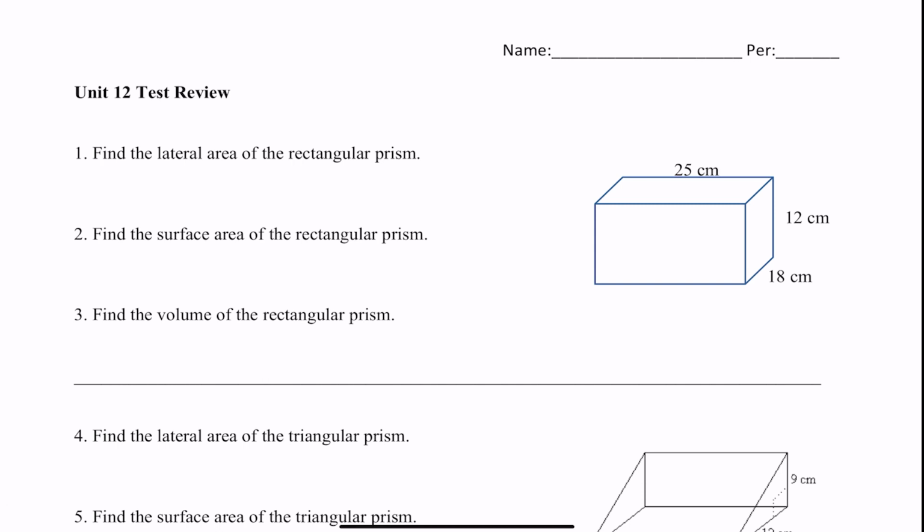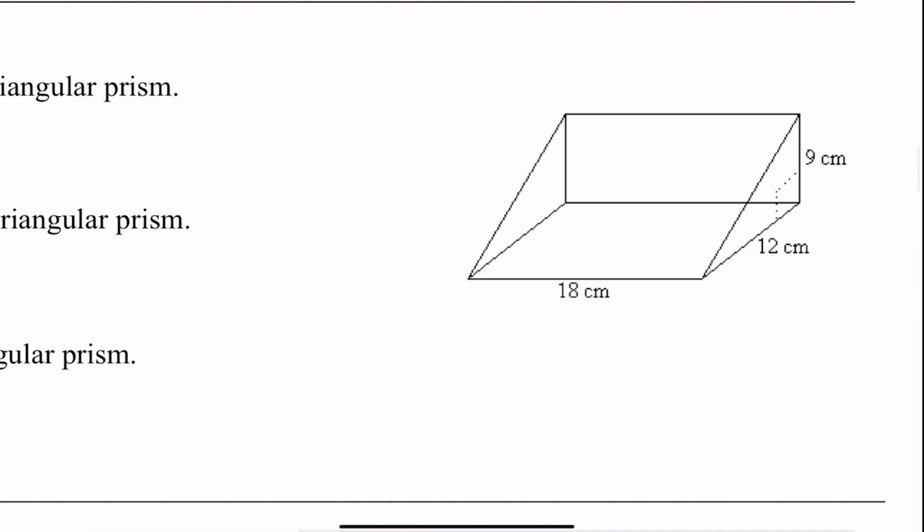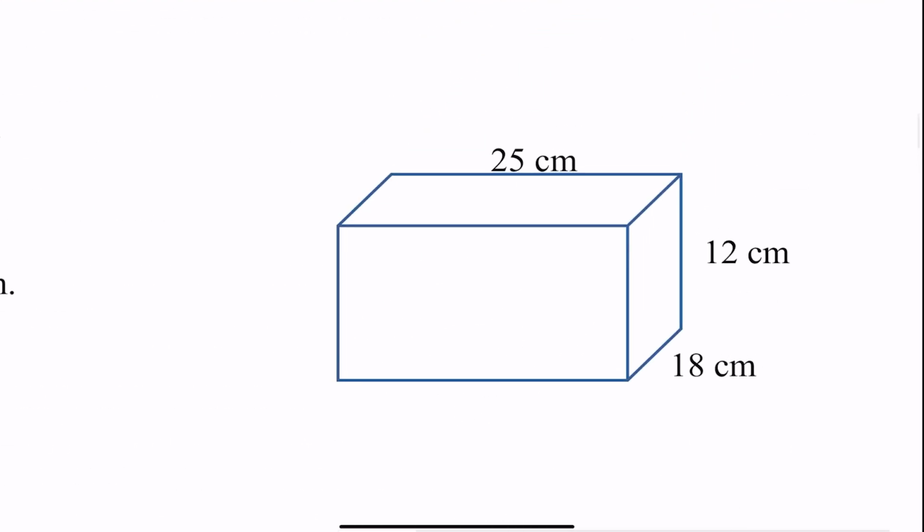So here we go. The Test 12 review, number 1. It says, find the lateral area of the rectangular prism. So, how do I know that this figure is indeed a prism? Not a great example to describe what a prism actually is. Let me use this first, and then I can explain the rectangular prism here.